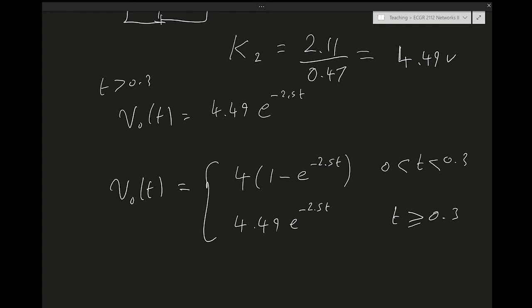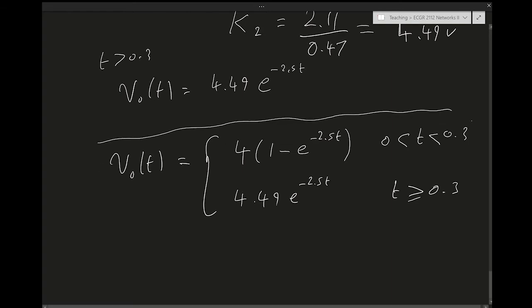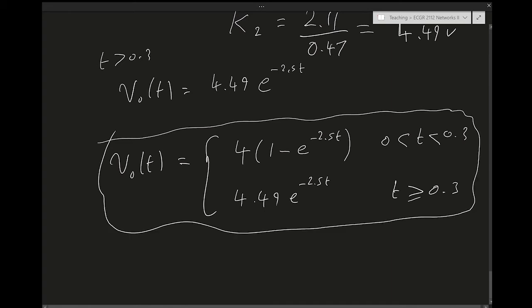Okay, and this will be the solution to this example. I expect the VOT to be continuous, because remember, VOT is like a voltage divider derived from a capacitor. The capacitor will always have a continuous voltage. So I expect calculating VOT at 0.3, whether I use this formula or this formula, I'll get the same result.